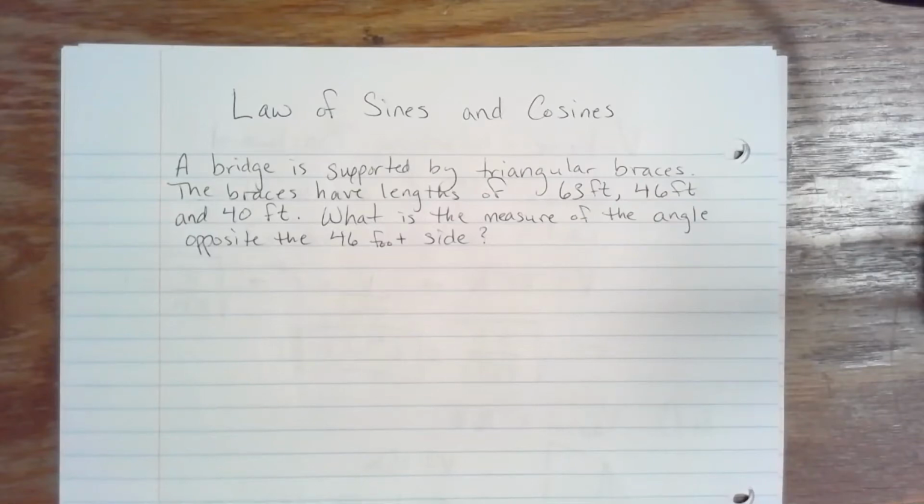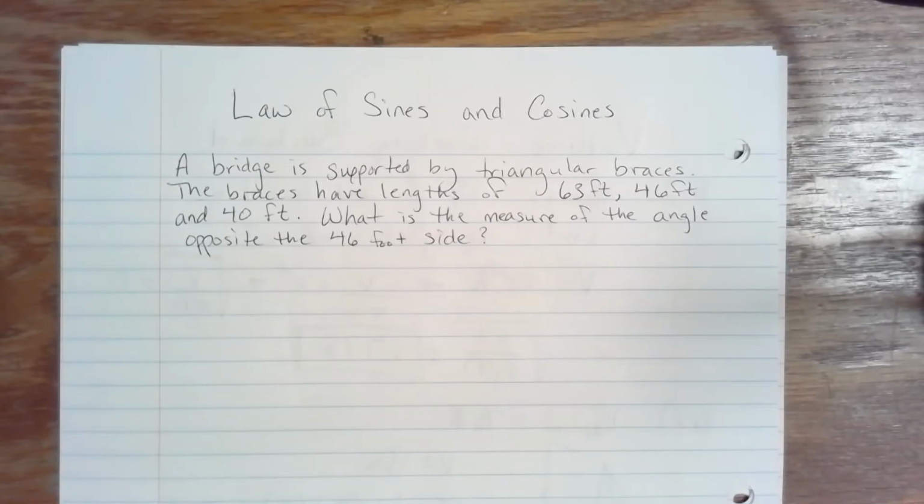Alright, we have here another law of sines or cosines problem. We take a look at this one, and it's a little bit simpler in some ways to pick out what to do with this one as opposed to my last video, simply because we're given all of our side lengths. It says a bridge is supported by triangular braces. They have lengths of 63 feet, 46 feet, and 40 feet. And they want the measure of the angle opposite the 46-foot side.